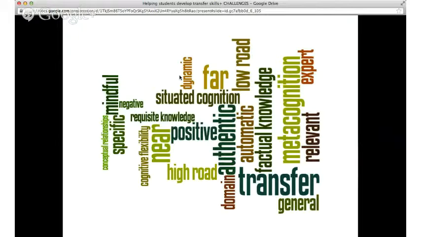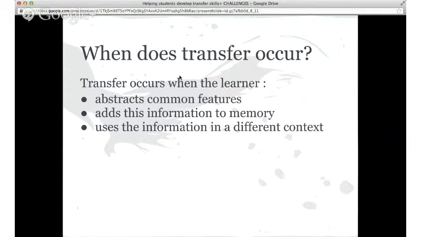Perkins tells us that we must consider not just if transfer happens, but under what conditions transfer occurs and what the mechanisms of transfer are. So when does transfer occur? An example of transfer would be learning how to graph data in a chemistry class, and then being able to recognize the independent and dependent variables in a biology lab and select an appropriate graphing method in that class. The student will have successfully determined the common features, committed those to memory, and used that information in a new context.